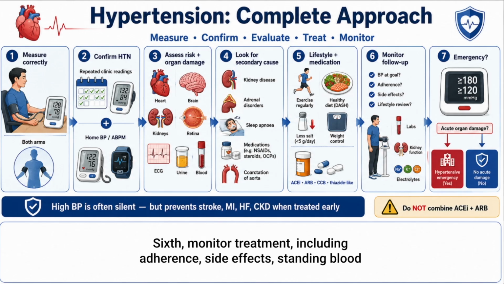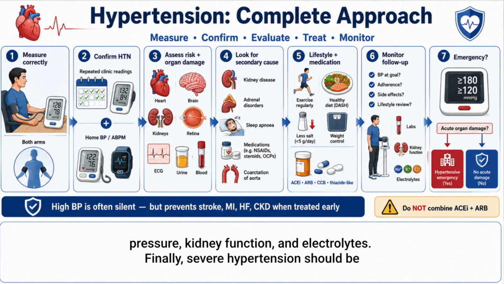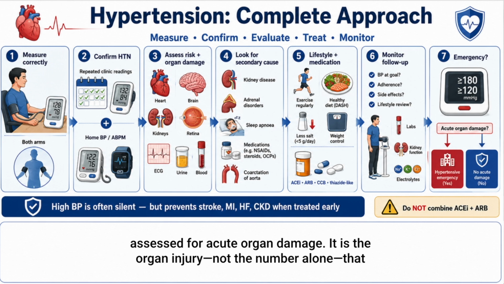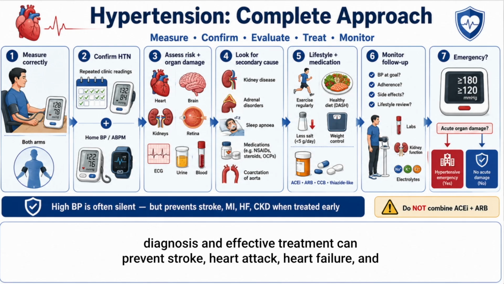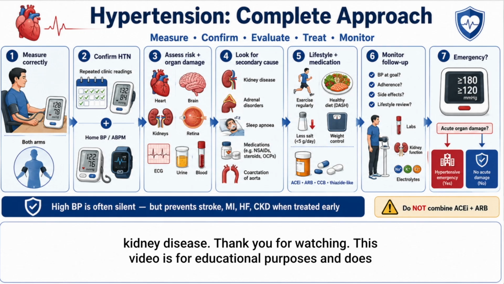Sixth, monitor treatment including adherence, side effects, standing blood pressure, kidney function, and electrolytes. Finally, severe hypertension should be assessed for acute organ damage. It is the organ injury, not the number alone, that defines a hypertensive emergency. Hypertension is often silent, but early diagnosis and effective treatment can prevent stroke, heart attack, heart failure, and kidney disease.